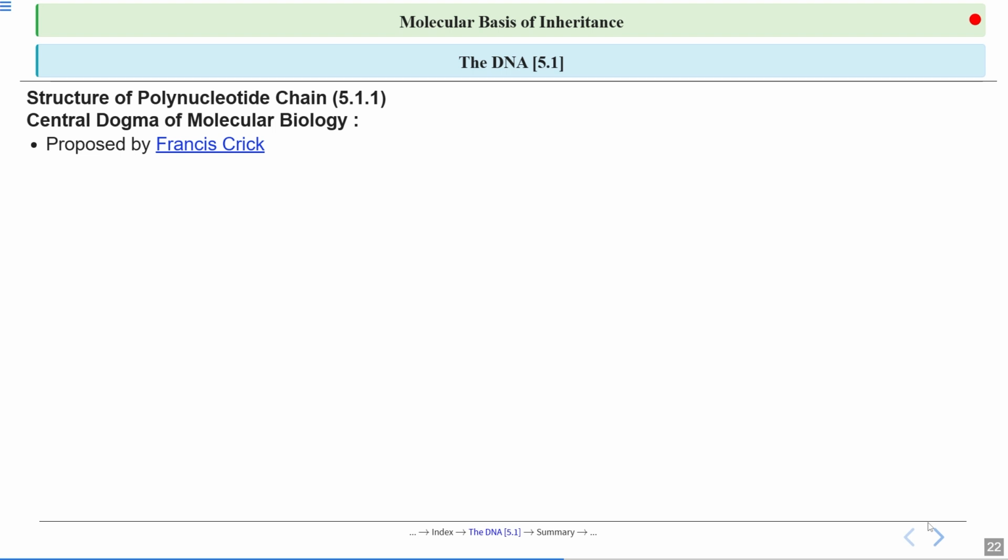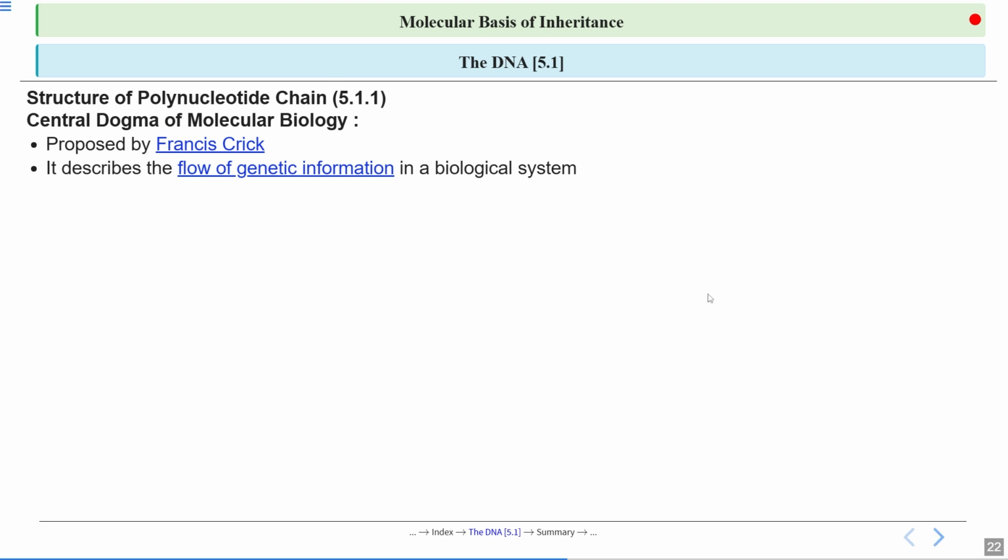Now comes the central dogma of molecular biology. What is the central dogma of molecular biology? This was proposed by Francis Crick. What he has proposed, we will see. It describes the flow of genetic information in a biological system.